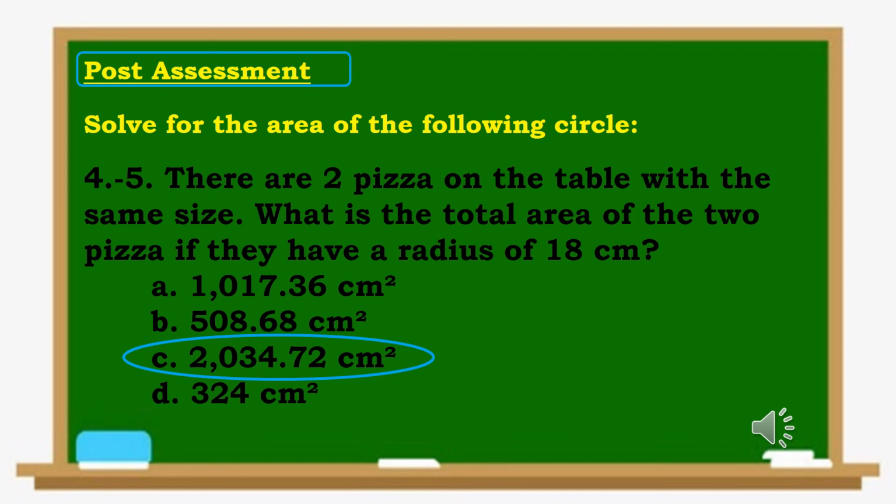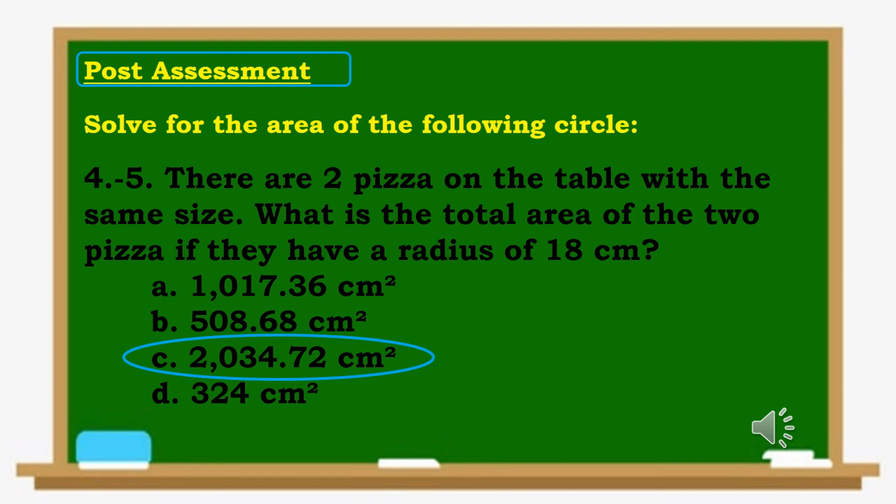Did you get it right? Or did you come up with letter A as your answer? You are partly correct, but that is the area of one pan only. You have to multiply your answer by 2 because the question is the total area of the two pans.